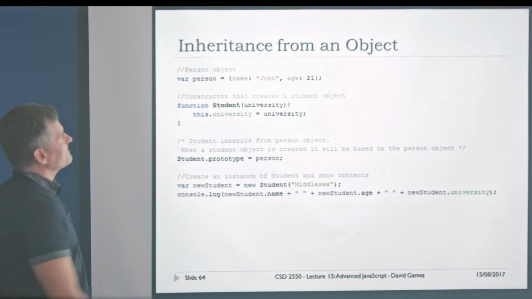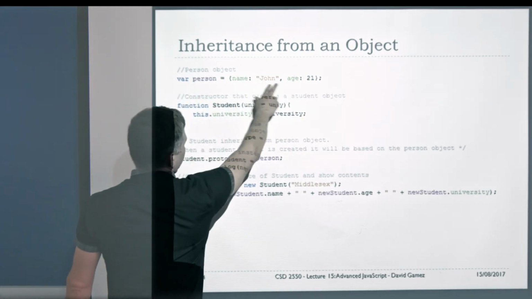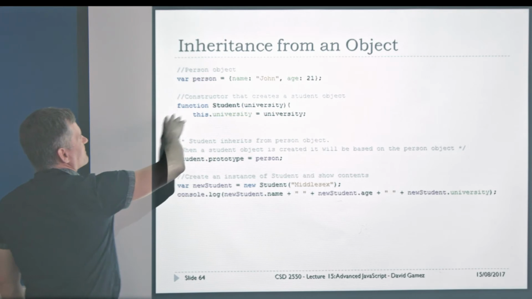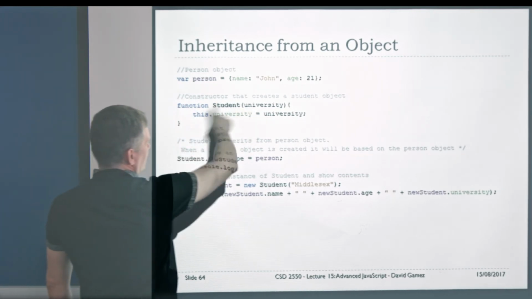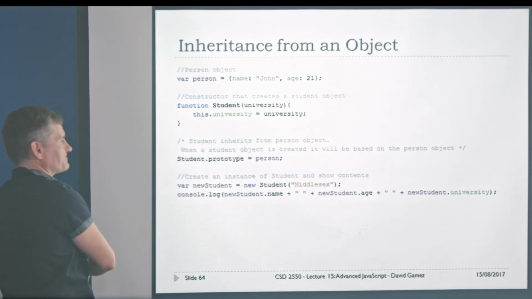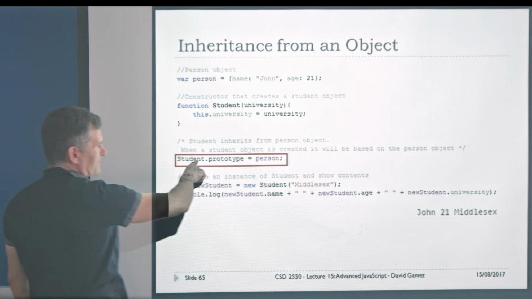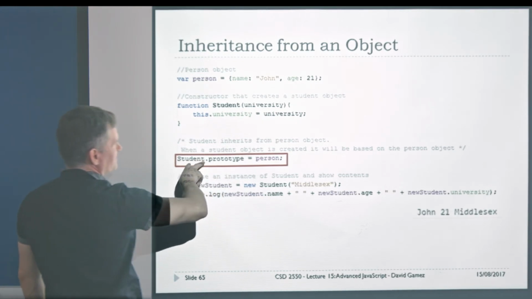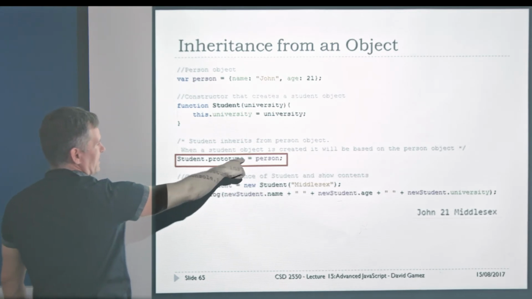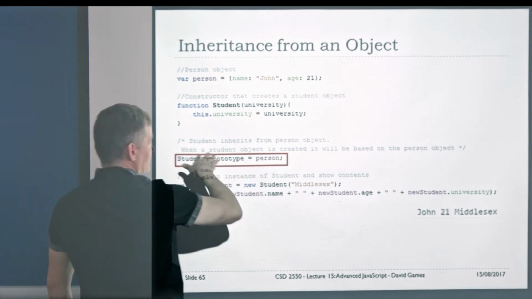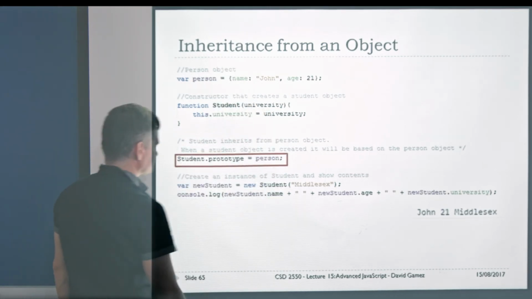So here's a little example. Here we have our person object. We're creating a person, which has a name and an age. And then we have a function, the constructor, for a student, in this case just adding a university property to the student. Now here's the crucial bit of code. We're saying that the prototype of a student is actually pointing, not adding properties here, that would be adding properties at the end of the prototype. We're saying that the prototype itself is a person object.